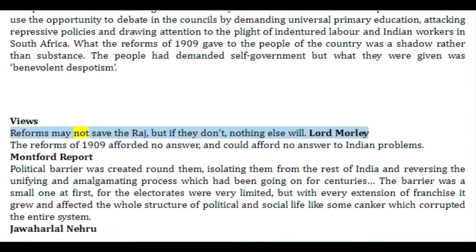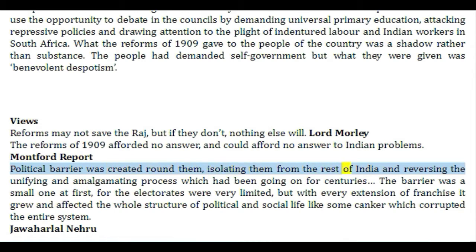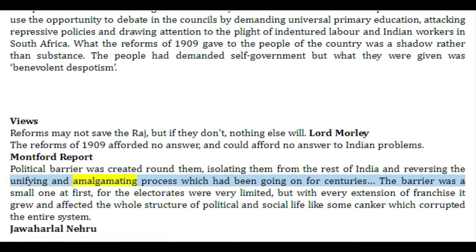Views reforms may not save the Raj, but if they don't, nothing else will. Lord Morley: the reforms of 1909 afforded no answer, and could afford no answer, to Indian problems. Montford Report: a political barrier was created round them, isolating them from the rest of India, and reversing the unifying and amalgamating process which had been going on for centuries. The barrier was a small one at first, for the electorates were very limited, but with every extension of franchise it grew and affected the whole structure of political and social life like some canker which corrupted the entire system. Jawaharlal Nehru.